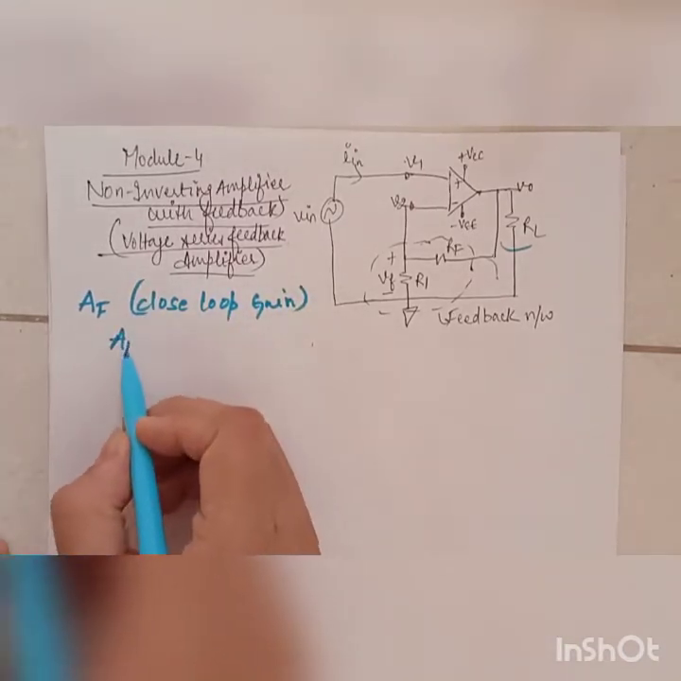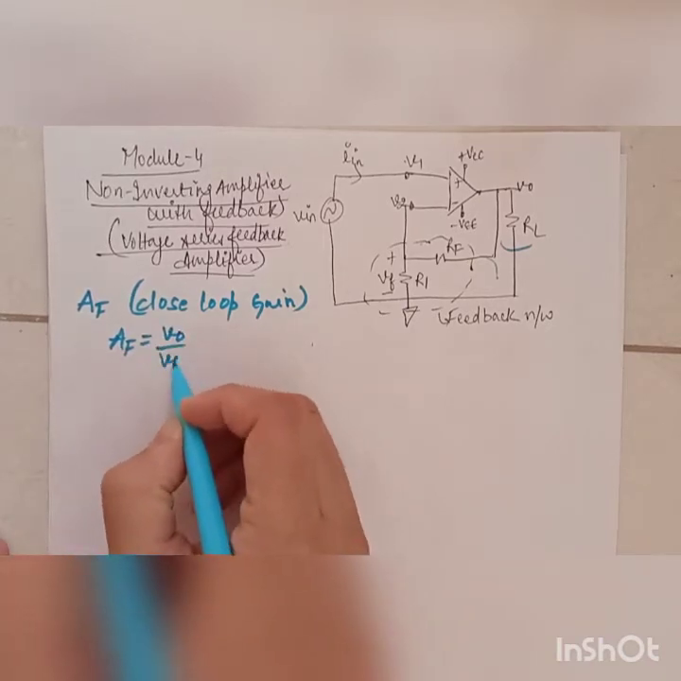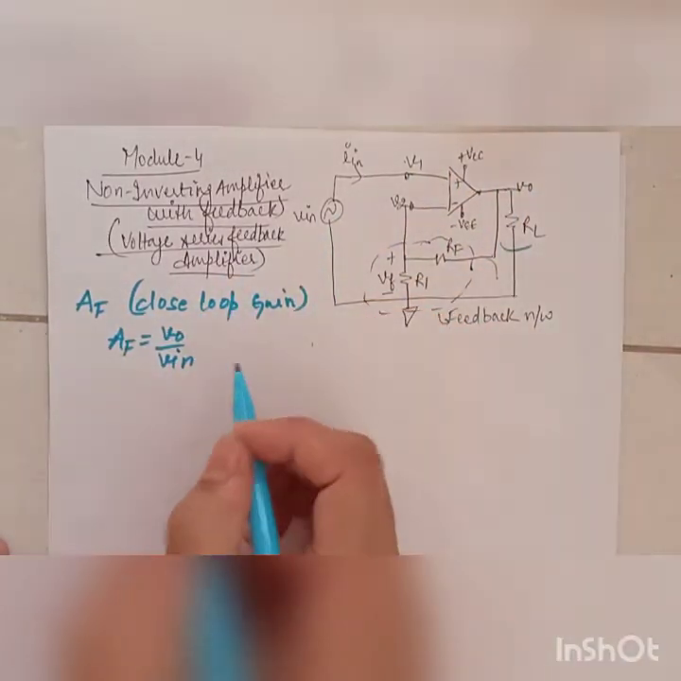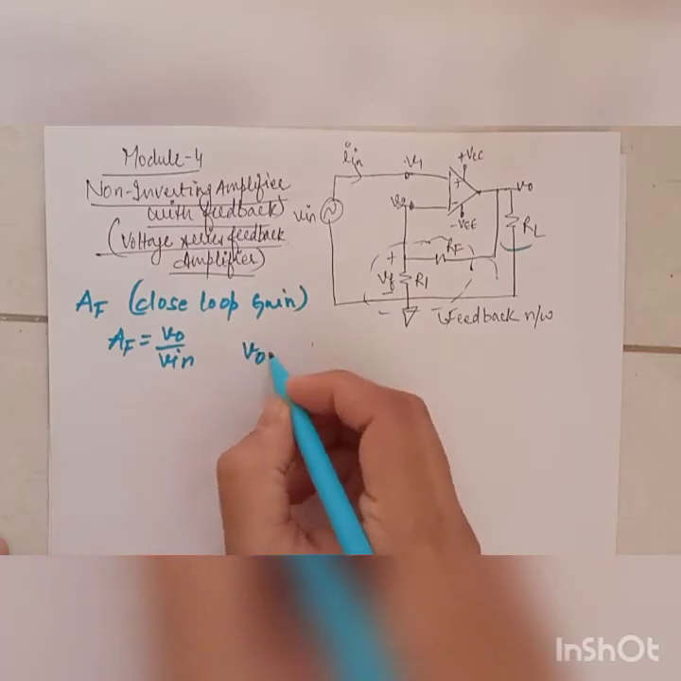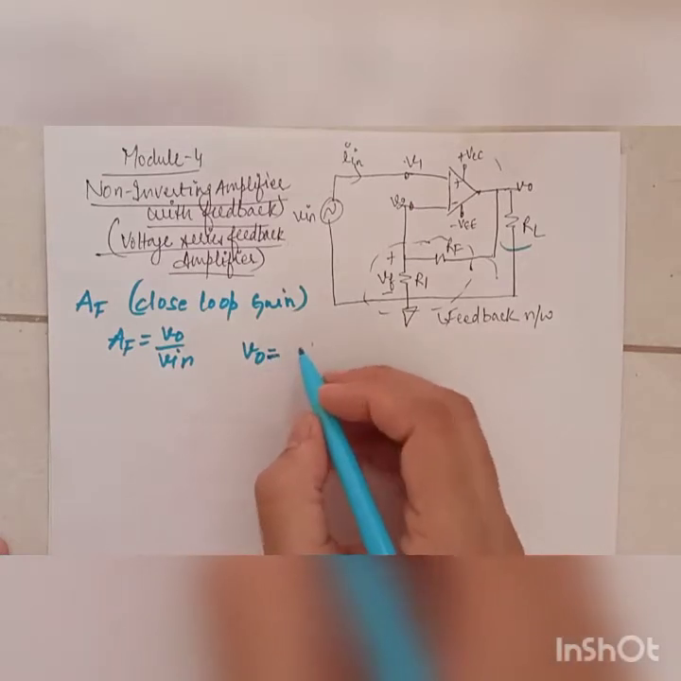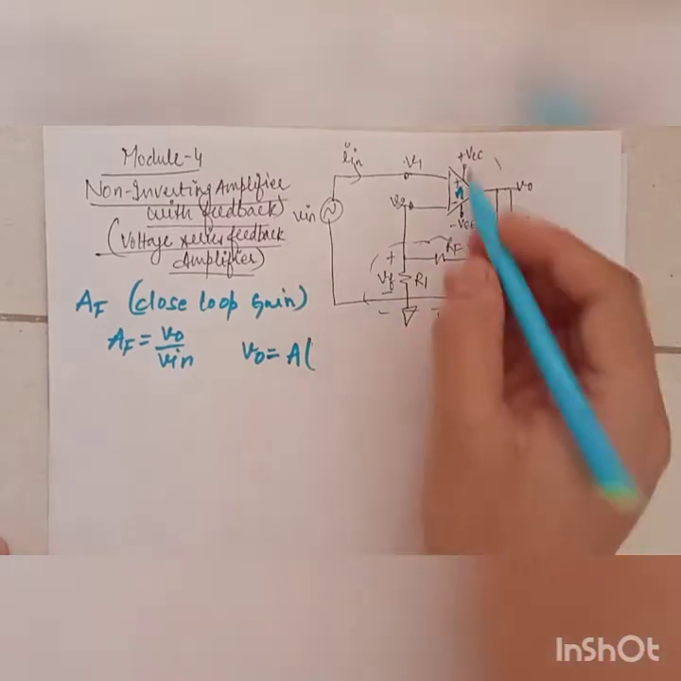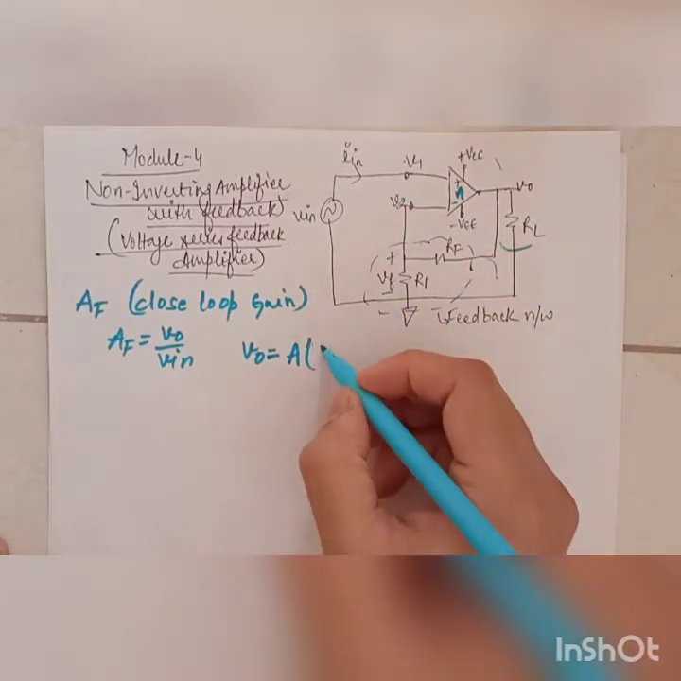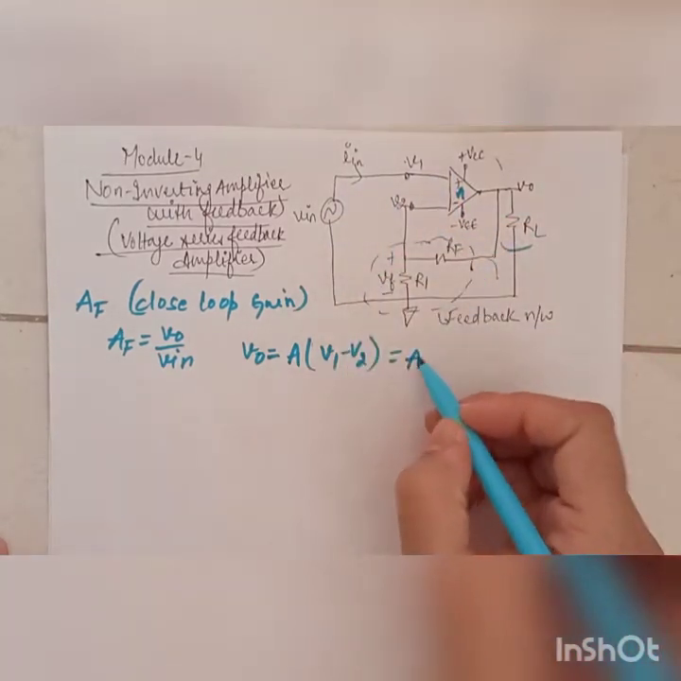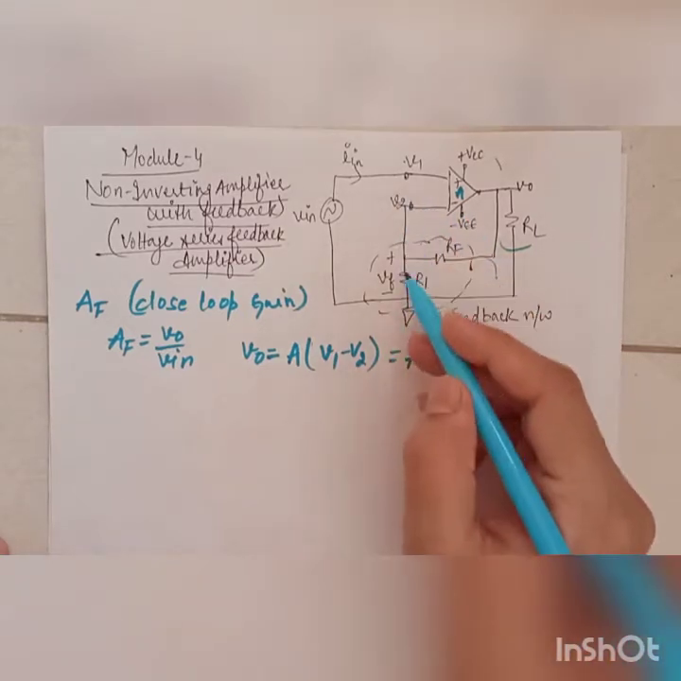Now if you want to define closed loop gain AF, that is nothing but V0 by Vin. Overall gain is closed loop gain AF, overall gain is V0 by Vin. Now we already know the operational amplifier definition. If this is open loop, V0 will be what? If the amplifier has a gain A, V0 is equal to A times (V1 minus V2). Now here V1 is nothing but Vin, so I can write this as A Vin minus A, and this V2 is nothing but VF only.